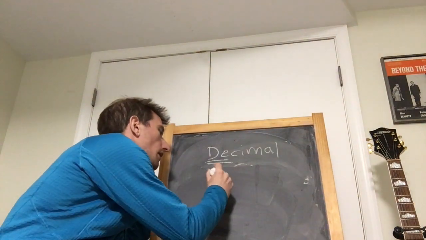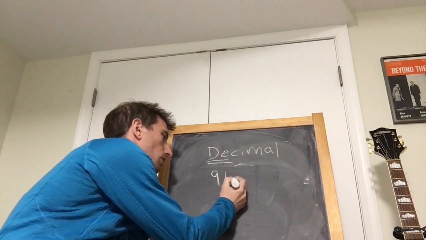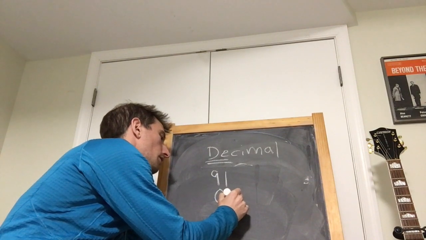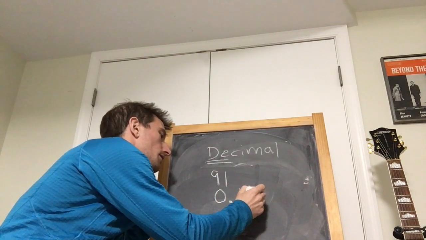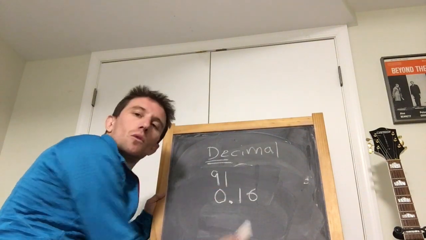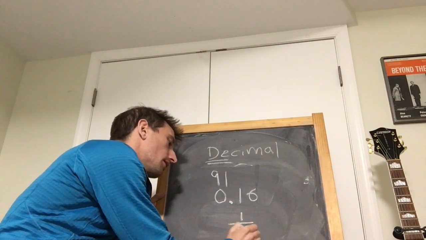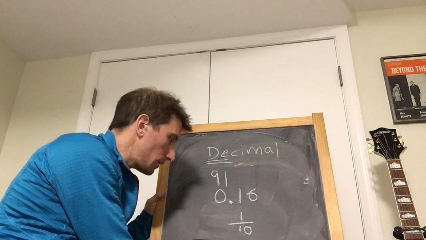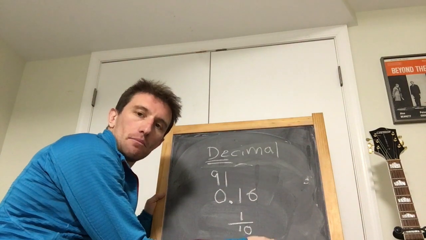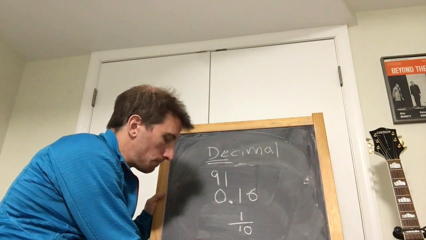Alternatively, if I have the number 91 and then I have the number 0 and 16 hundredths, this 1 has moved 1 time that way, so it is 10 times less, or 1 tenth. Because of what we know about multiplying by fractions, we know that 1 tenth is the same as dividing by 10. So it's 10 times less, 1 tenth of the previous value.